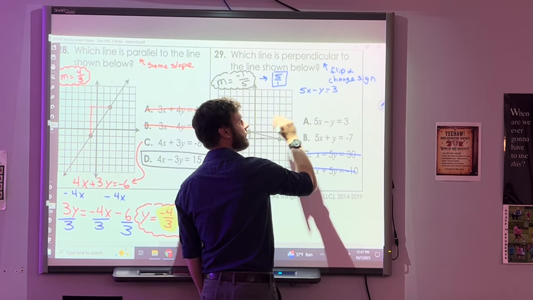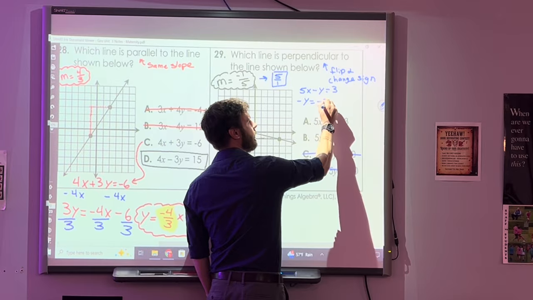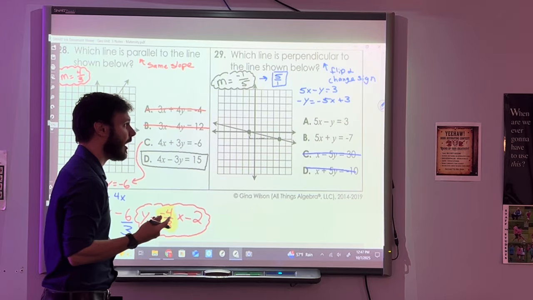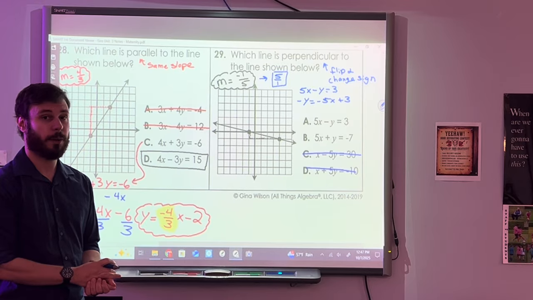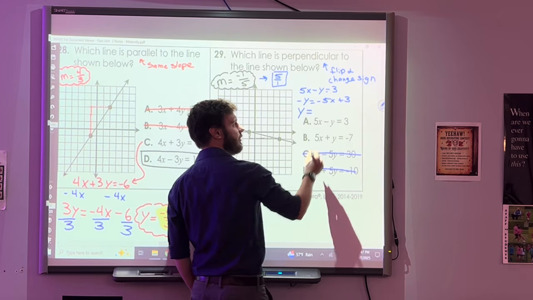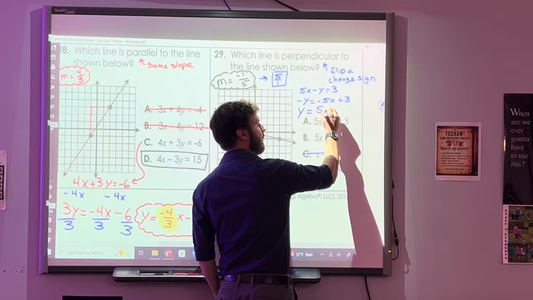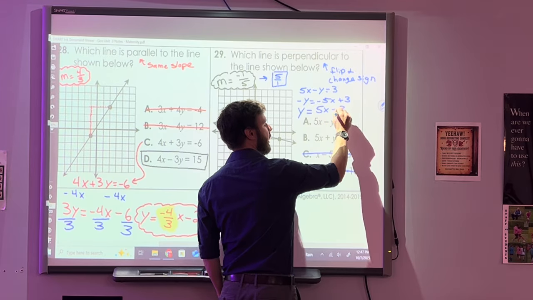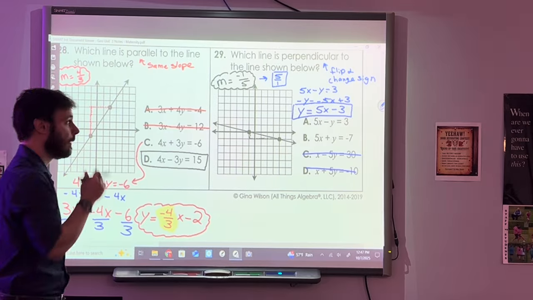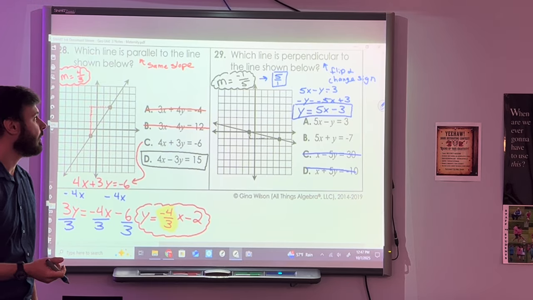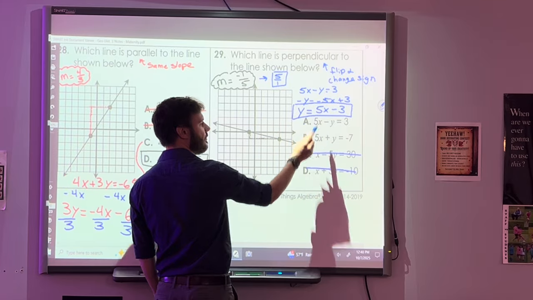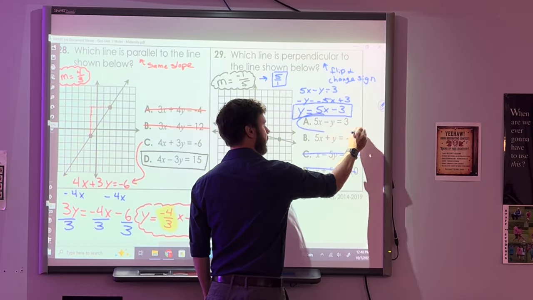Subtract x from both sides. Negative y equals negative 5x plus 3. And then I have a negative y. I don't want that. Remember, I can change a sign, as long as I change everything else's sign too. Negative 5 becomes positive 5. That becomes negative 3. Okay. So, perpendicular to that, looks like, yep, that matches. That will work for me, right? Because there's an invisible 5 underneath there. The answer here was A.